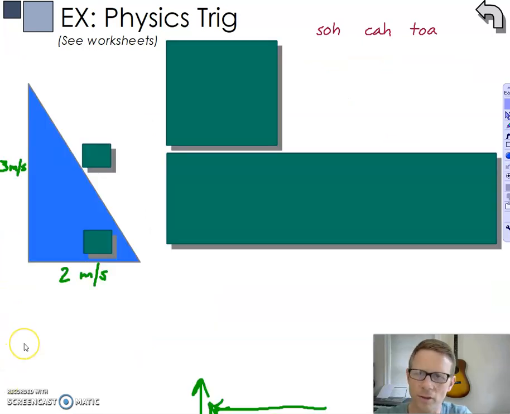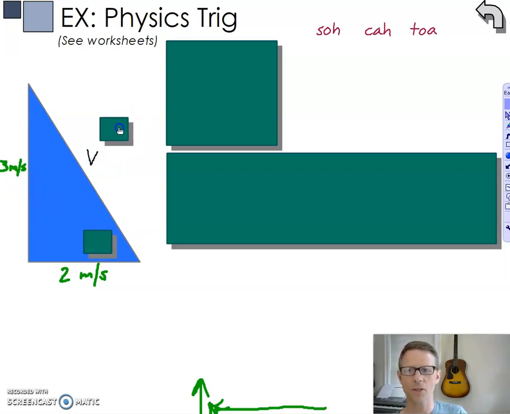Now here comes another totally different kind of example. Now we know the two legs of the triangle. This is a leg, this is a leg, this is the hypotenuse. We know the two legs, and now we want to know this angle. And we want to know the hypotenuse. Well, the hypotenuse, I'm going to call it V.